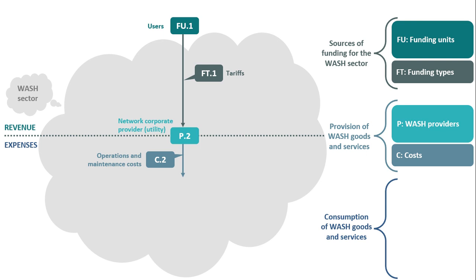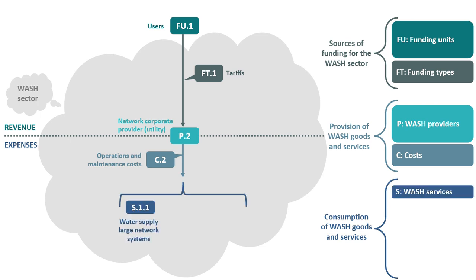Finally, we have several classifications that tell us how WASH goods and services were used and consumed. For example, we have the WASH service. In this case, the expenditure is being spent on water supply service through a large network system, which is S11. The service is provided to households, which is U1. This is the use of the WASH service.